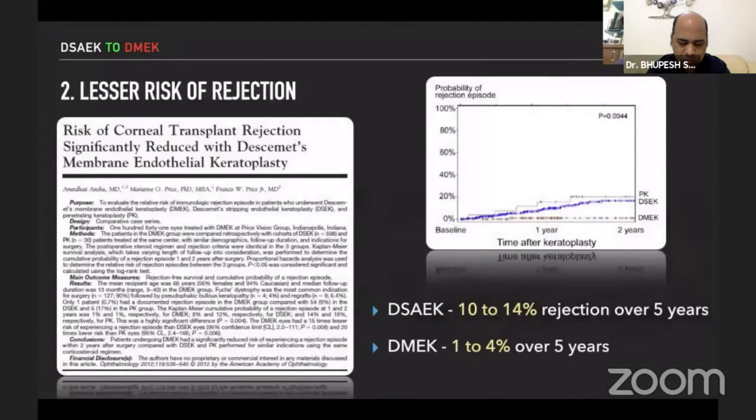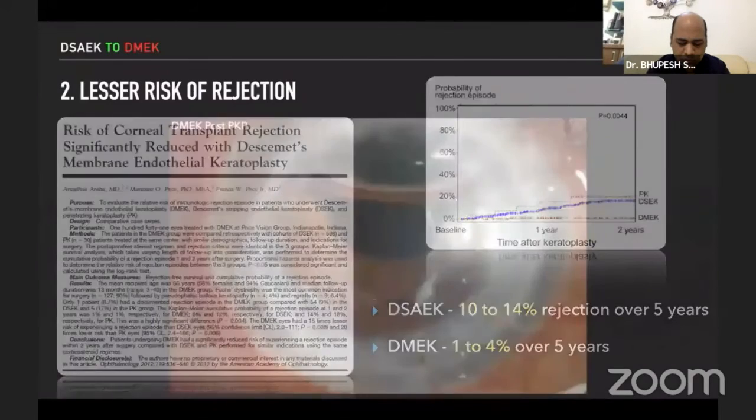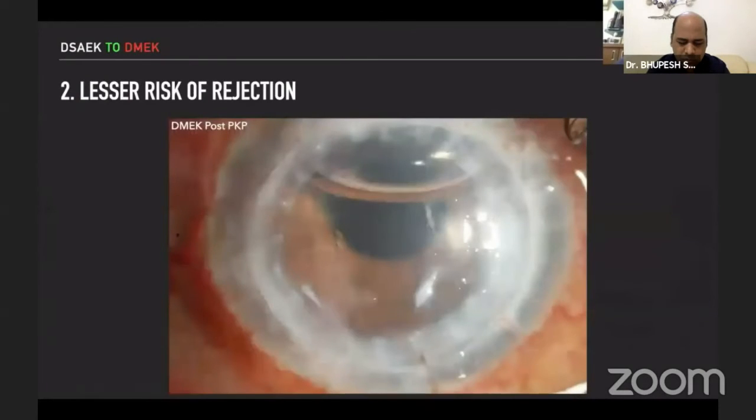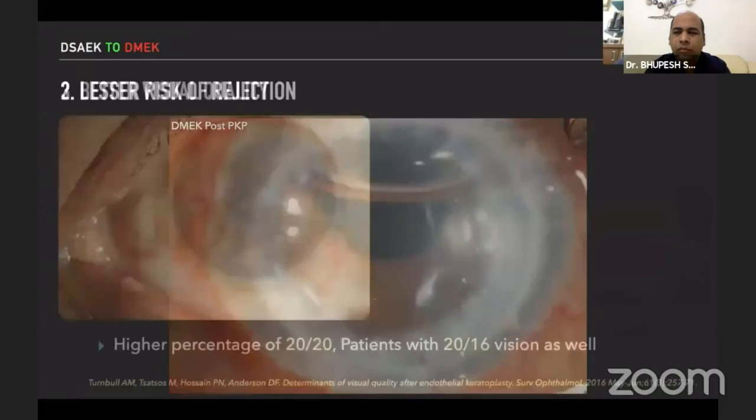The second and probably the most important reason why DMEK probably scores over DSEK is because of rejection rates. DMEK has rejections about 10 times less than DSEK over a period of 5 years. And this is with low doses of steroids as well. And because of this, you also can consider doing DMEK for patients who have failed DSEKs or failed keratoplasties, and you usually will have better survival in these patients as well.